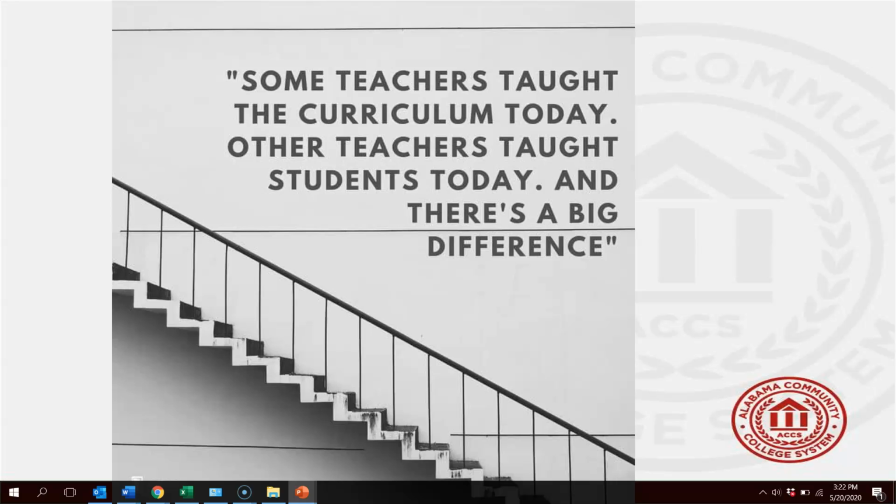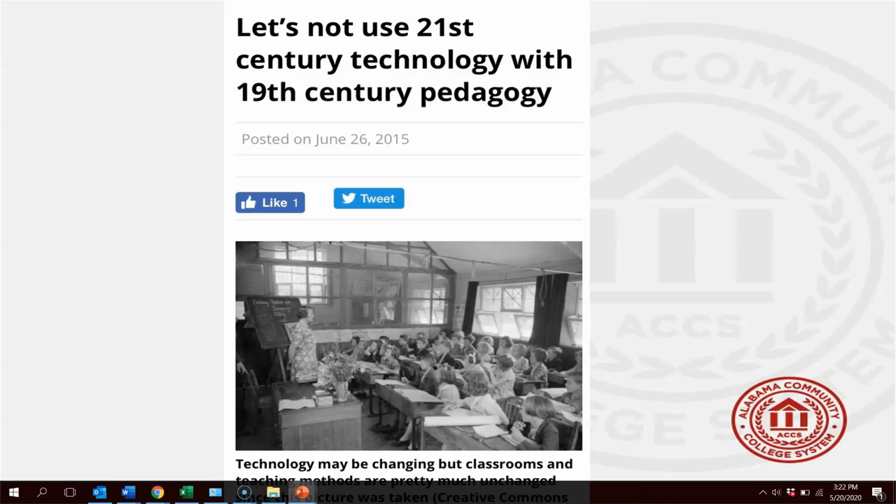My wife shared this meme with me a few weeks ago, actually. So our challenge is taking the technology today, that 21st century technology, and combining it with 21st century pedagogy. And we're challenged to do that across the nation, not just Alabama.